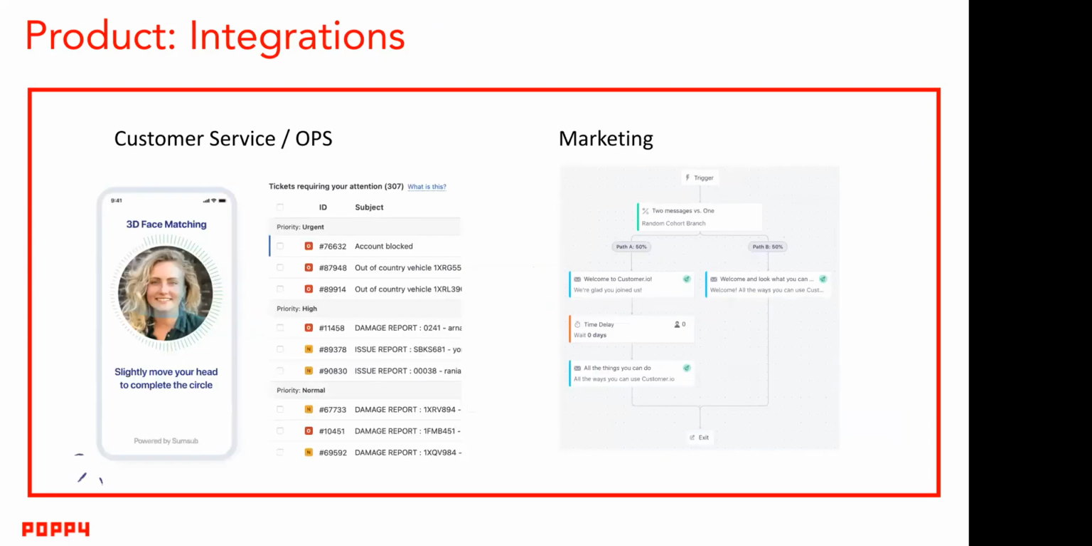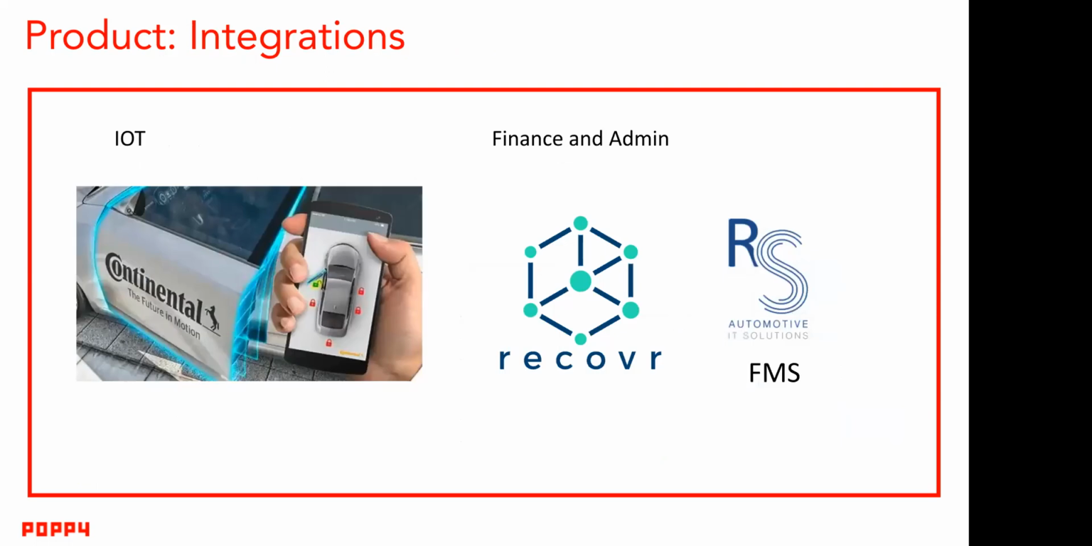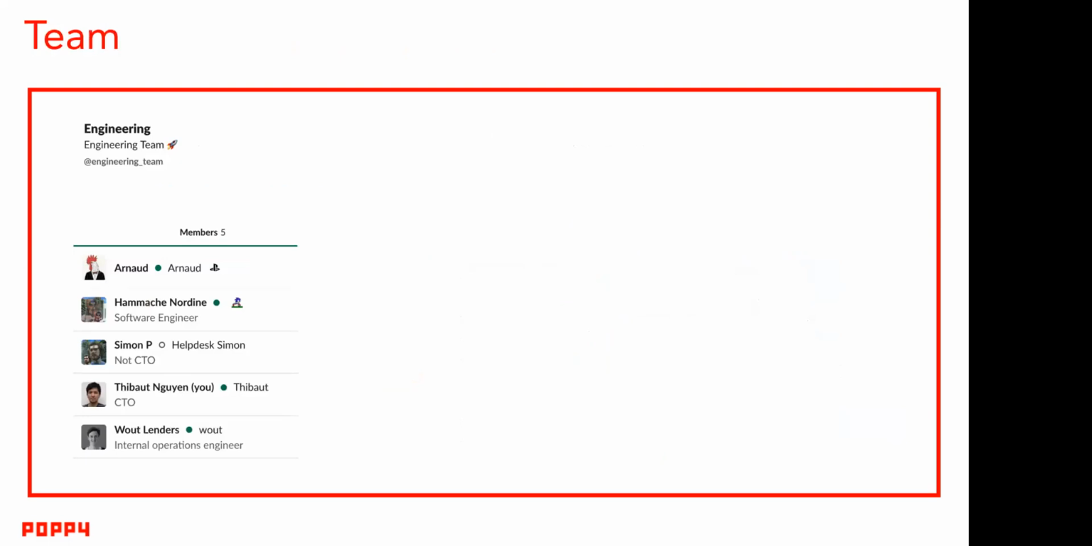Then we have other integrations. For example, for KYC, we use SumSub for 3D face matching, for accepting people, scanning their driving license. We have some marketing automation. IoT, obviously, we're now refleeting the entire fleet with new IoT from Continental. We have some finance and admin automation. So not really interesting, this last part.